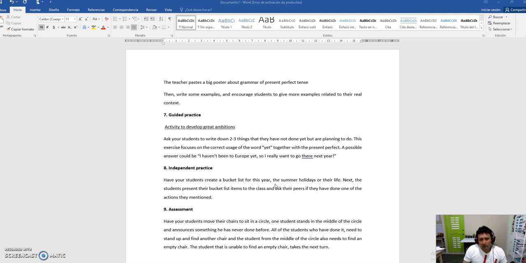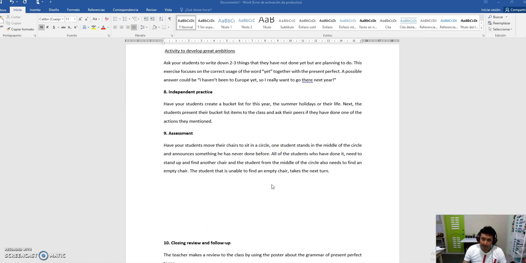This exercise focuses on the correct use of the word yet. It's very important. Some people get confused between yet and still, so I will teach this. This exercise focuses on the correct use of the word yet together with the present perfect. A possible answer could be, I haven't been to Europe yet, so I really want to go there next year.